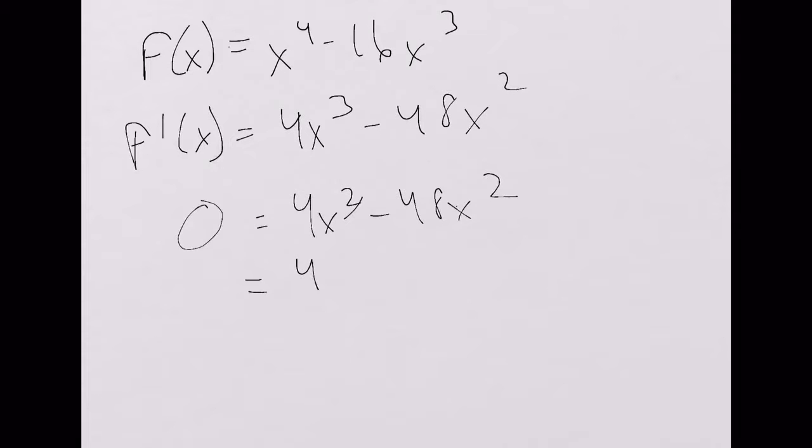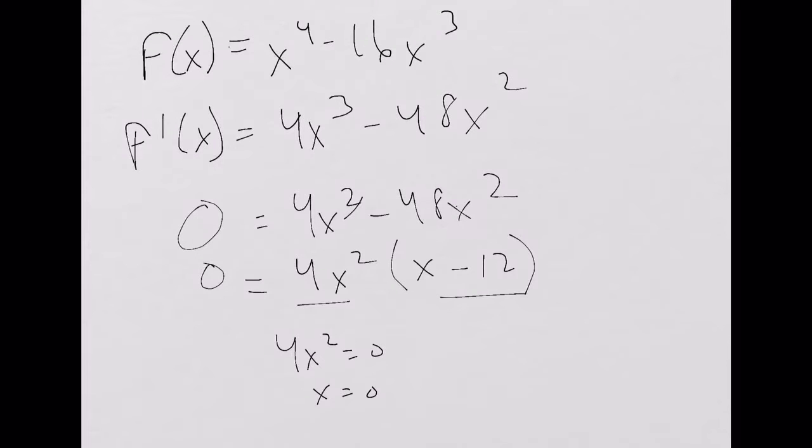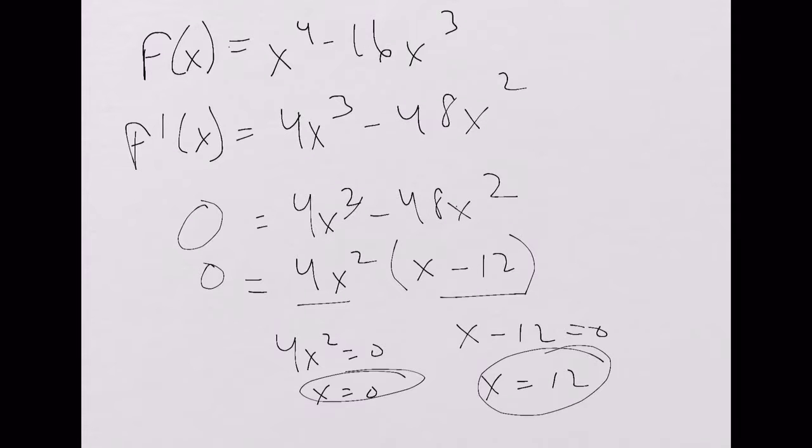So I could factor out a 4x squared on both of these, and I'm left with x minus 12. So that means each piece is equal to 0. So that happens when x is 0, and when x minus 12 equals 0, so at 12. So at 0 on the graph we saw there wasn't a relative minimum or maximum. So at this place, it is a critical point, but no min or max occurs at this critical point. At 12, we did find that value that was way down low.